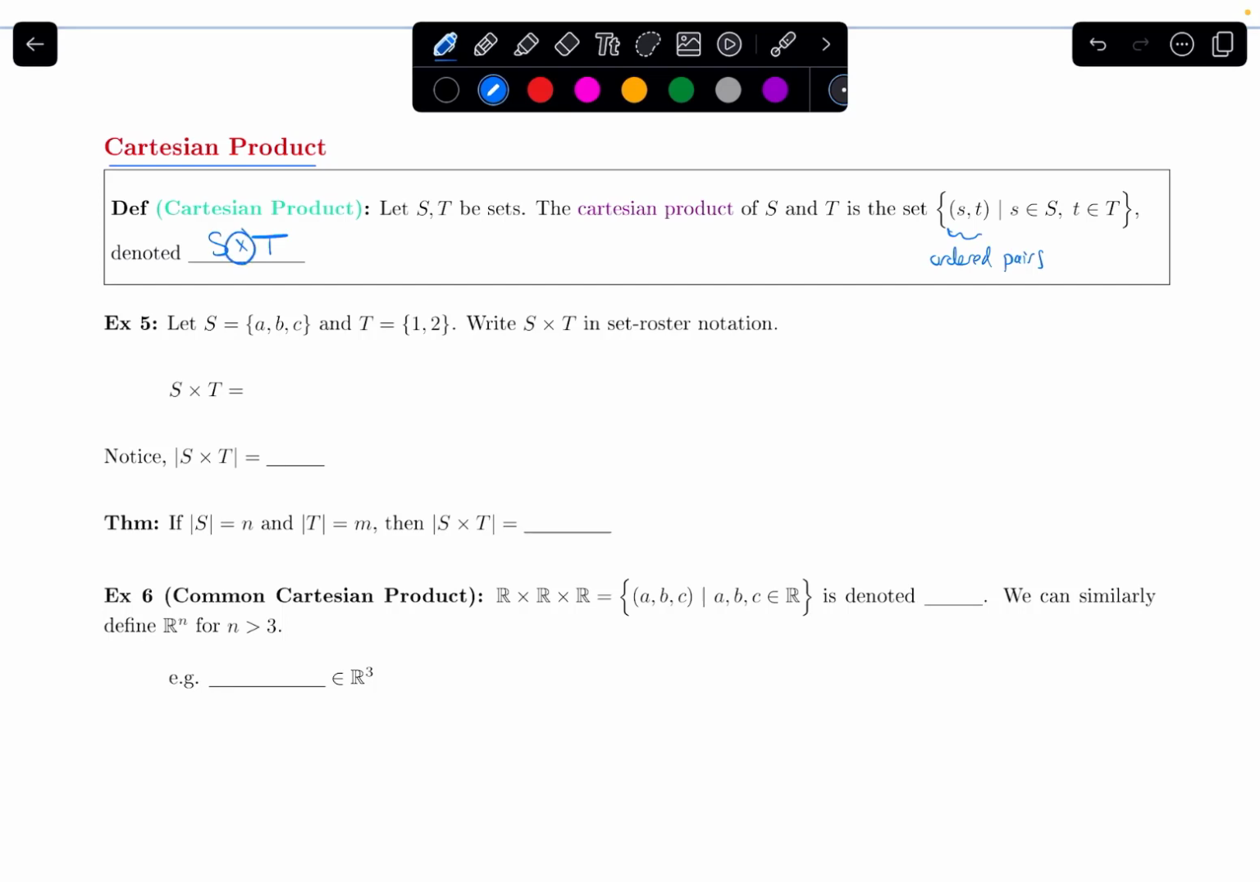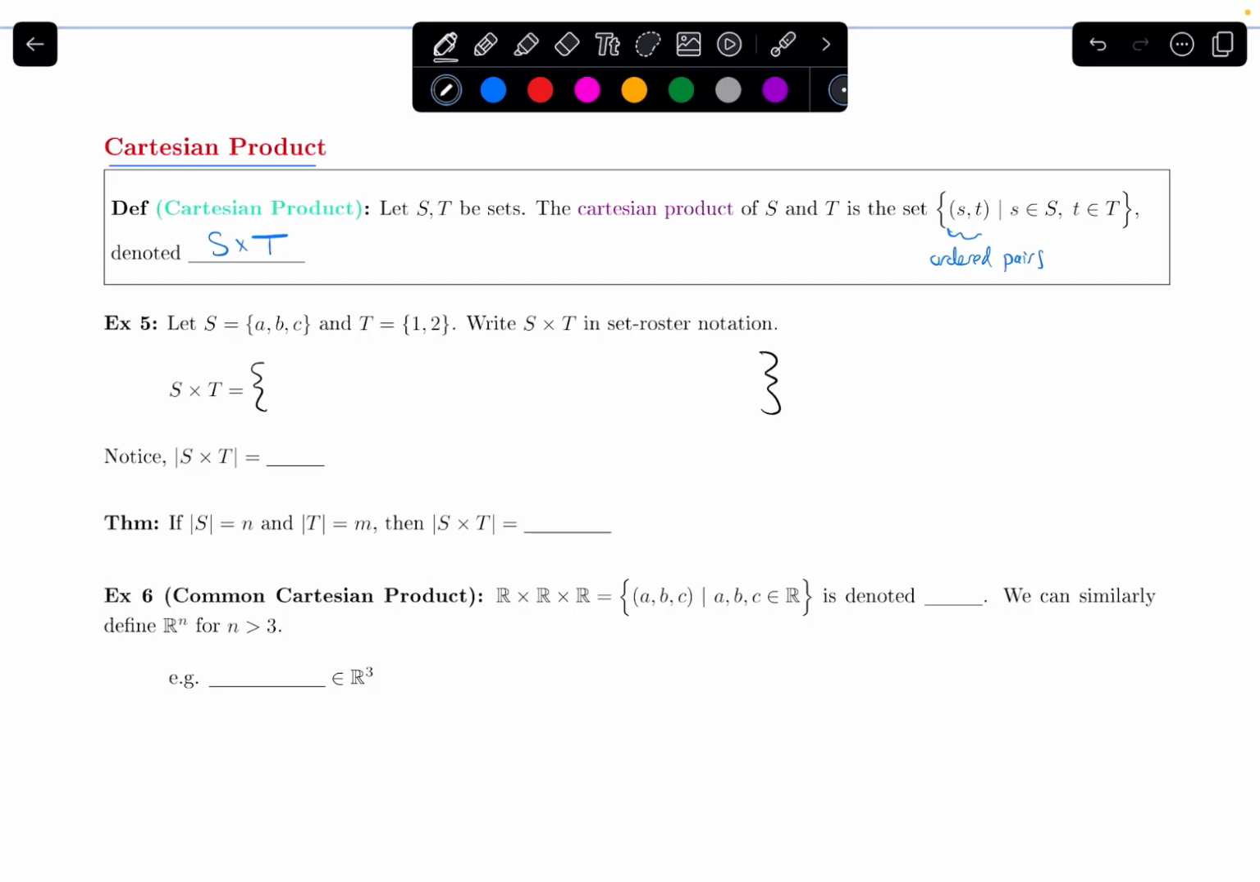So let's do an example. I'm going to let S be the set with A, comma, B, comma, C, those three elements, and T be the set with 1 and 2 in it. Write the Cartesian product of S and T in our set roster notation. So I'm going to write curly brackets to indicate I have my set.